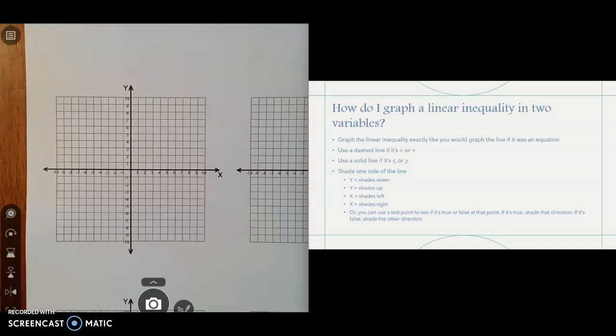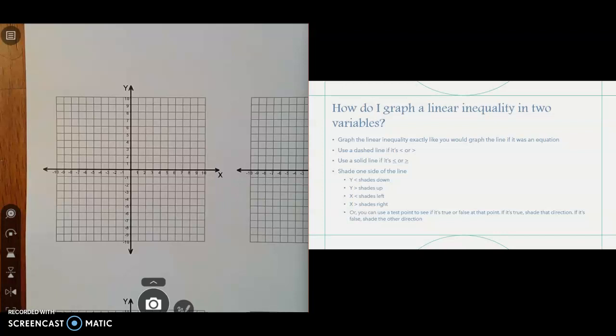Because we're going to have x's and y's on this one, which means we have two-dimensional graphs. What you're going to do is graph your linear inequality just as if you would graph a line if it was an equation. So just pretend like the inequality symbol isn't there and that it's an equal sign just for a minute so you can graph that boundary line, okay? If it's a less than or greater than sign, you use a dashed line when you're making that line. If it's a less than or equal to or greater than or equal to symbol, you'll use a solid line.